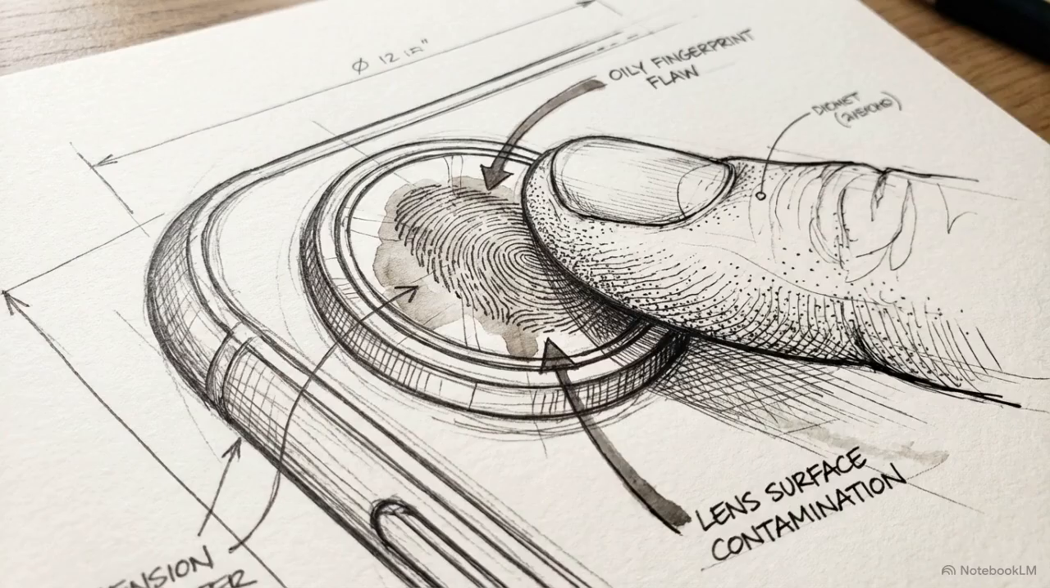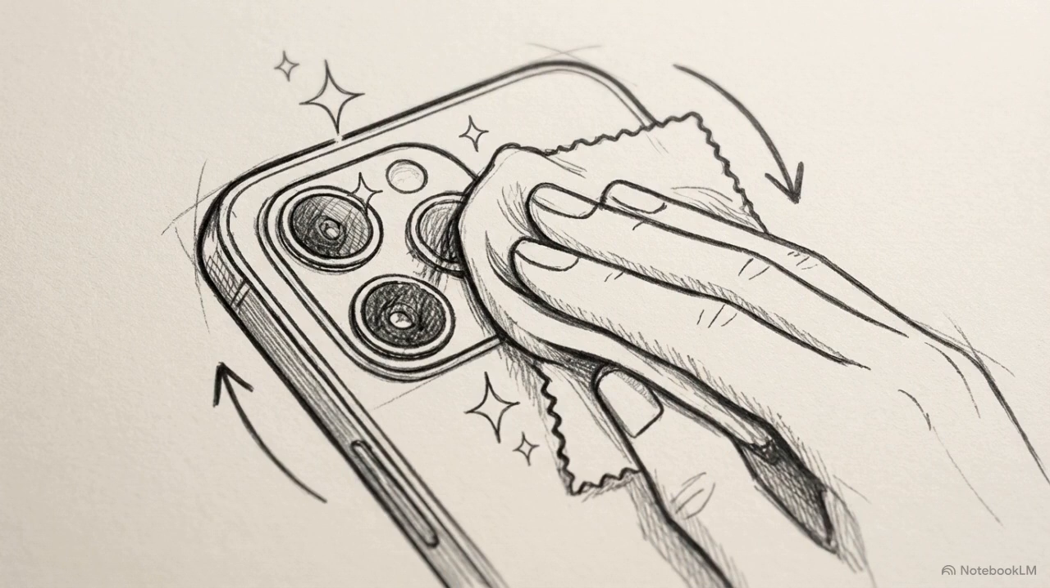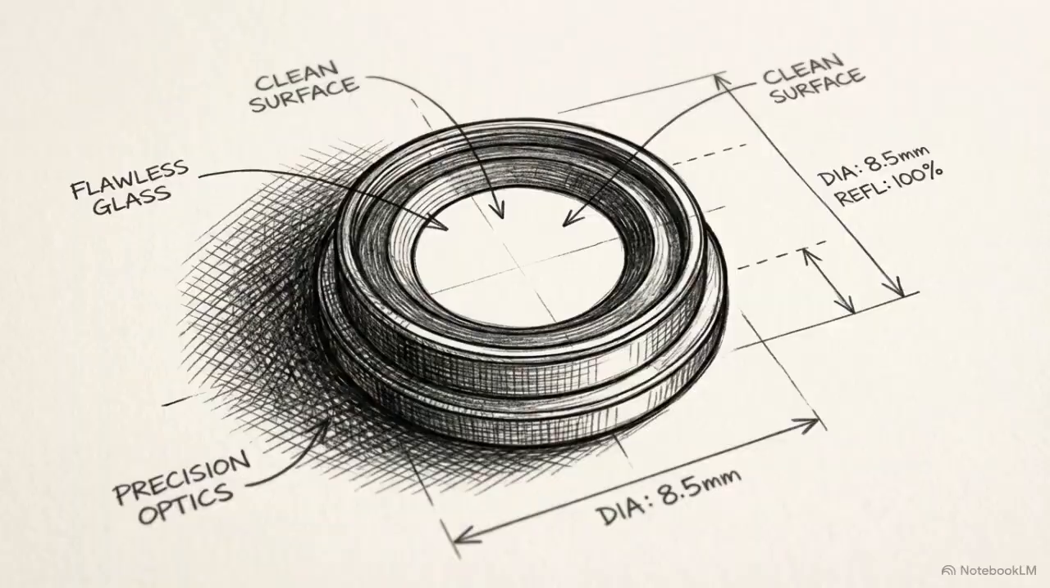Before you touch a single digital menu, you have to fix the most common mechanical flaw. Your phone's camera lens is likely covered in oils and grease from your hands. Wipe it down completely. A simple smudge instantly ruins your contrast. Starting with a perfectly clean piece of glass is the absolute baseline for capturing a cinematic image.